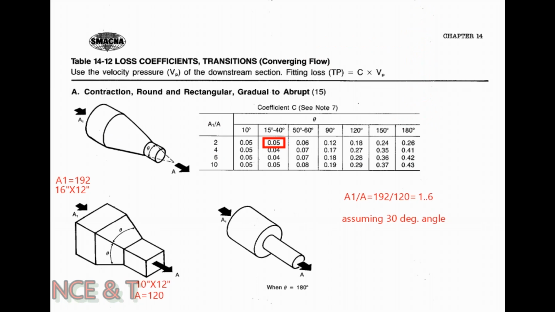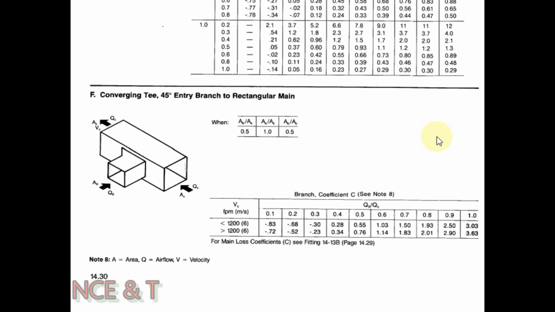Transition loss coefficient can be obtained after determining if the fitting is diverging or converging, as we have Table 14-12 for converging flow and Table 14-11 for diverging flow. As the ratio A1 by A equal to 1.6, then selecting the nearest value from the table, which is equal to 2, and assuming the angle 30-degree, then the value of transition loss coefficient C from the table is equal to 0.05.